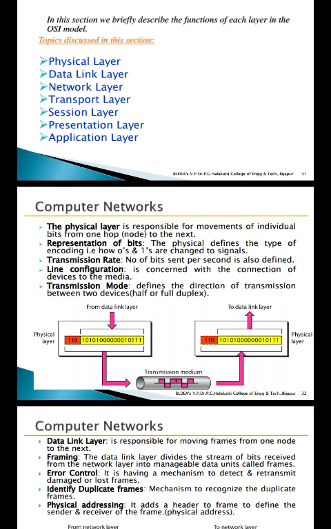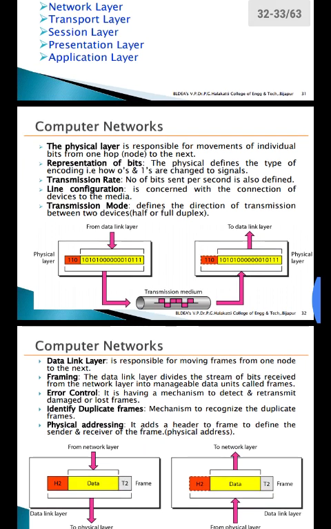Next is the transmission mode. It defines the direction of the transmission between the two devices, whether it is half duplex or full duplex. In half duplex, only one simplex channel is used to send information. In full duplex, two simplex channels are used: in one channel you send the information, in the other you receive the acknowledgement. This is what we call full duplex, whether the communication between the two devices is half duplex or full duplex.